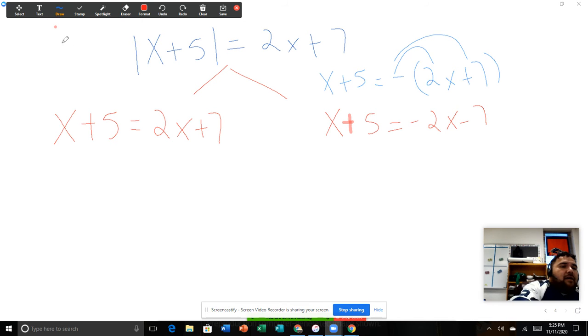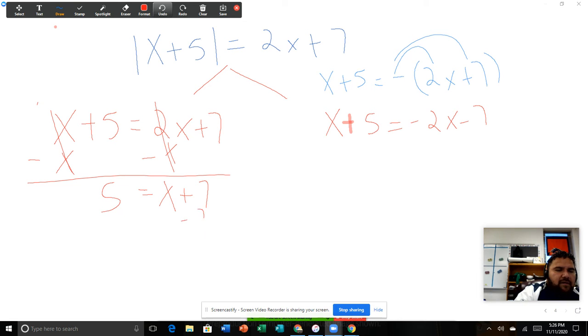Okay. All right. So in this situation, we're going to solve for this x. Move your x's over to one side. I'm going to subtract x here. That gives me x plus 7 equals 5, minus 7 to both sides. X equals negative 2. Okay? Okay, here I'm going to add x to both sides.